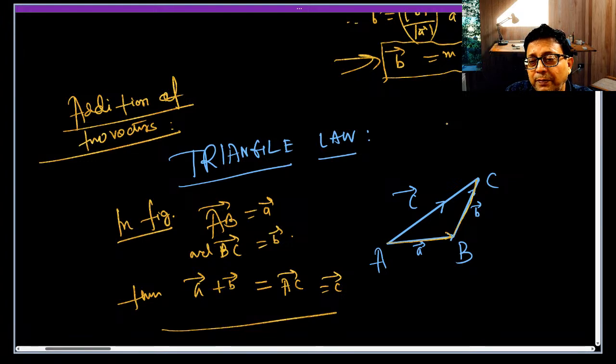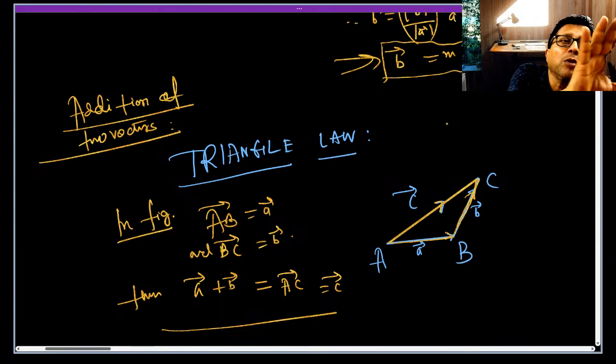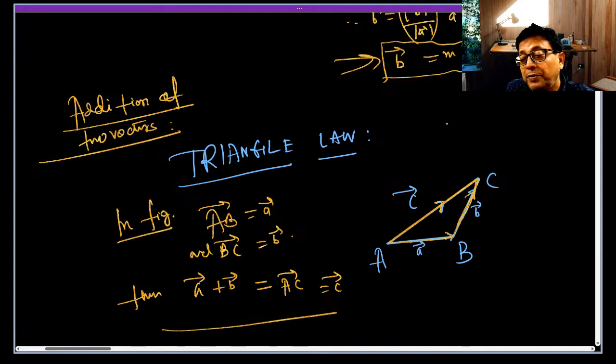What is the displacement of the particle? A to B and then from B to C. That displacement is given by the third side of the triangle, that is vector C. This is a very common example. This will be true for force vector. This will be true for what other vectors?